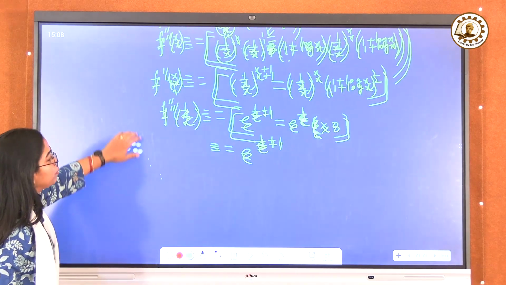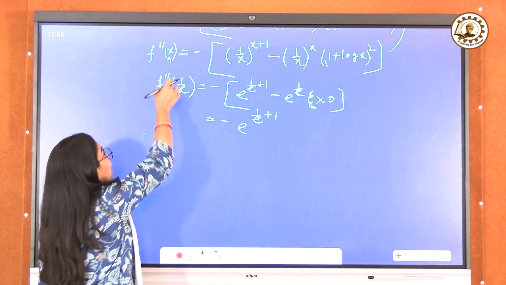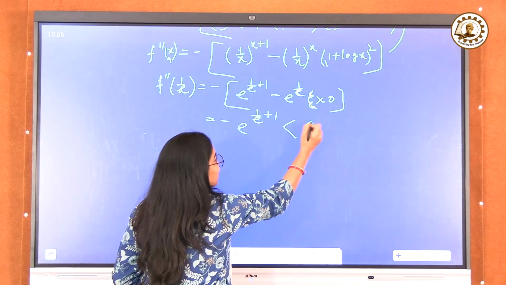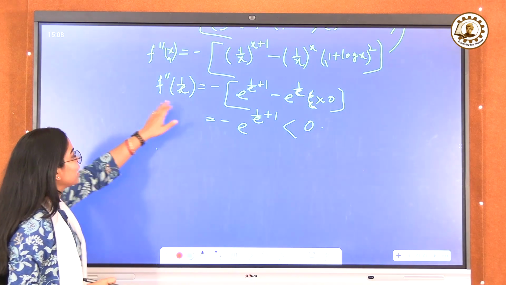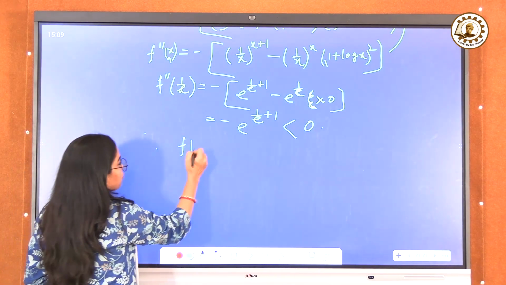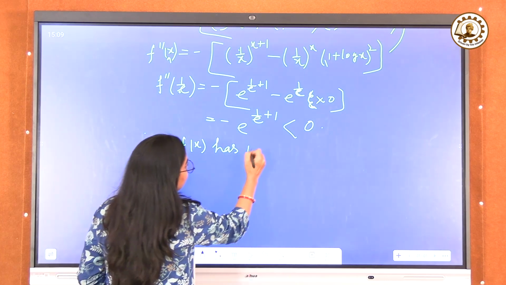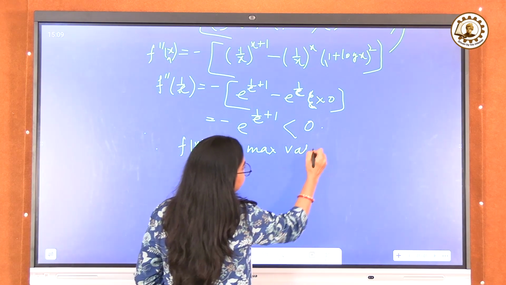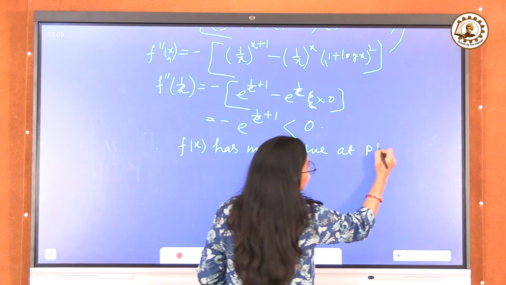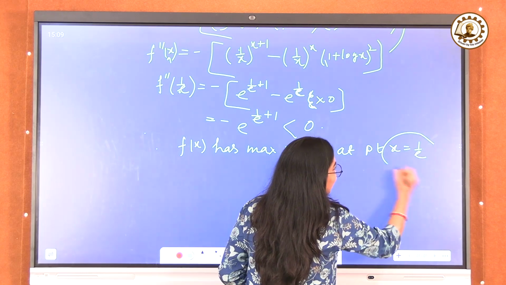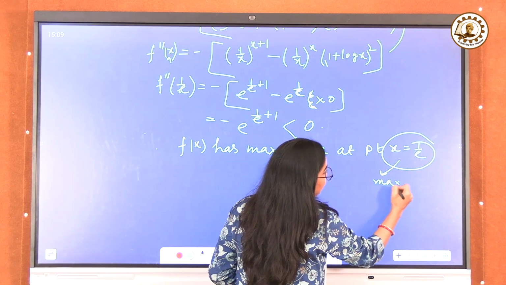And since it is multiplied by a negative sign, f double dash 1 by e will be less than 0, and we know that if it is less than 0 then the function fx has a maximum value at the point x equal to 1 by e, and this point is our maximum point.